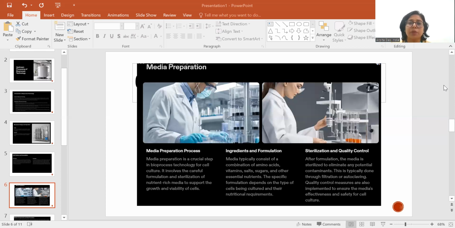Now, oxygen requirement also plays a very important role in media formulation. Some microorganisms require a good amount, or plenty, of oxygen for their growth. Some microorganisms do not require that much oxygen for their growth. So we have to modulate the oxygen requirement based on the microorganism.